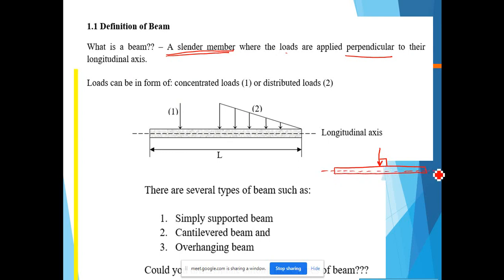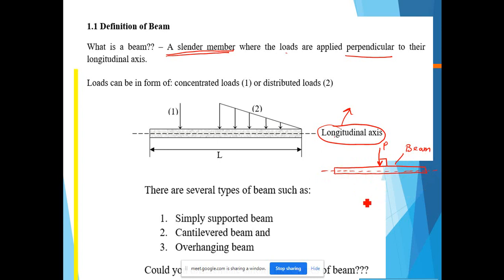Okay, this is the longitudinal axis of the beam. What is the longitudinal axis? Longitudinal axis means the longest axis along the beam. If you have a beam and the axis along the beam, we call it the longitudinal axis. So if the beam is subjected to a load, for example load P, and P is 90 degrees with respect to the longitudinal axis, this is what we call a beam.